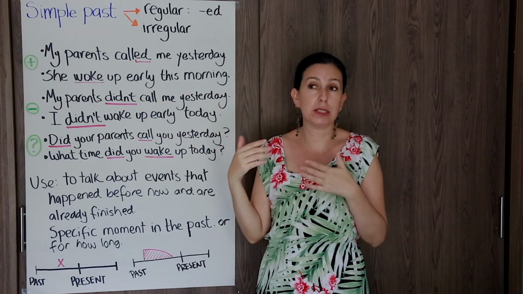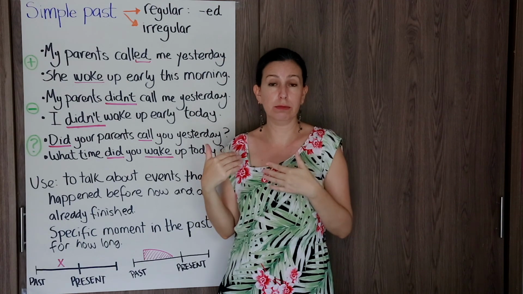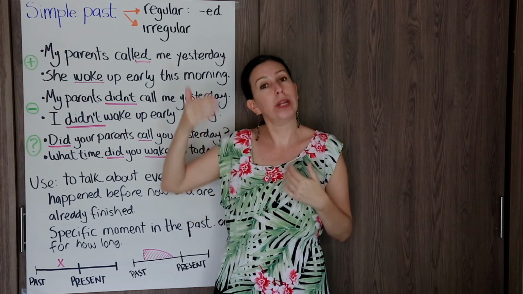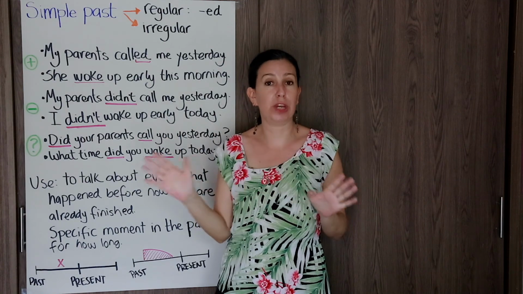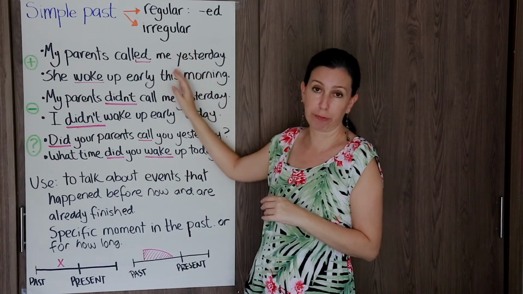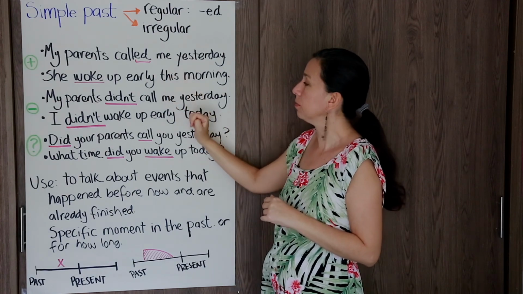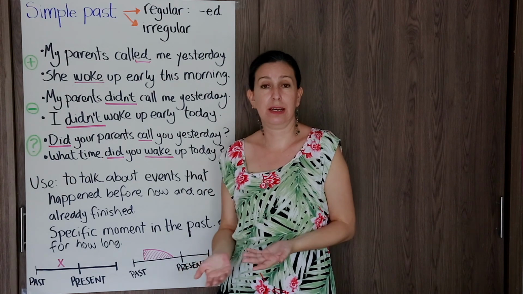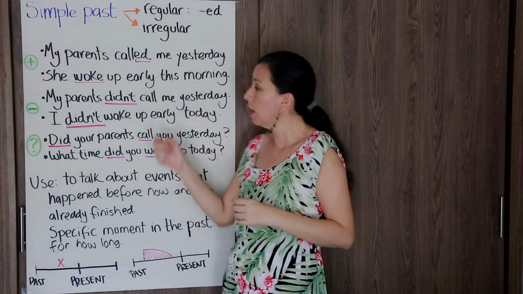So it means that it's the afternoon, and I'm talking about a past event this morning, but the morning is finished. So these would be two examples for affirmative sentences. Now, in the case of negative sentences, how do we form a negative?